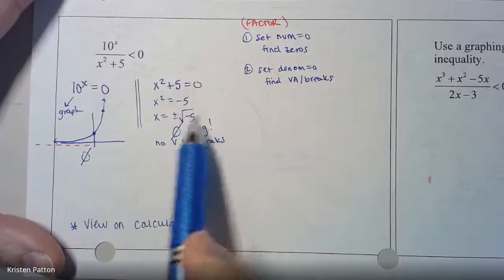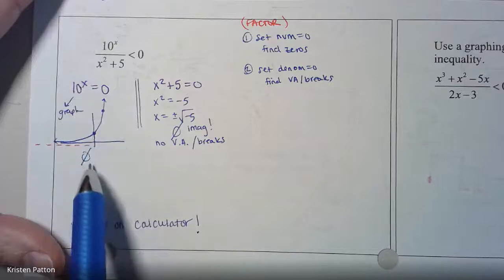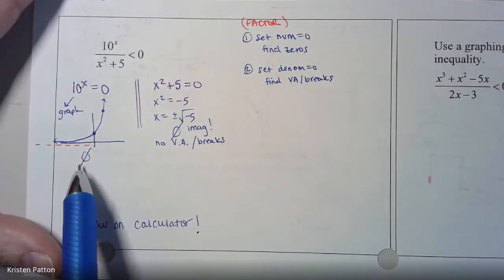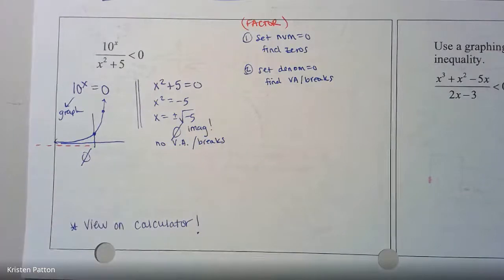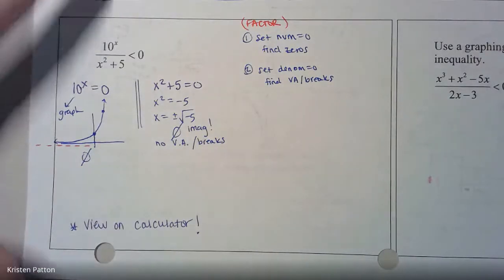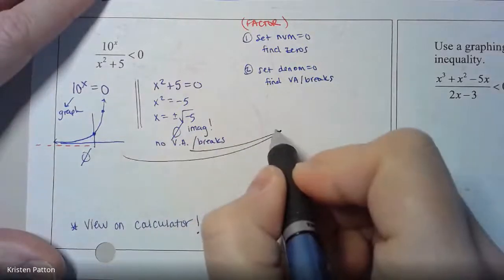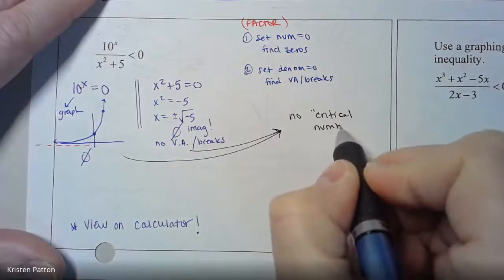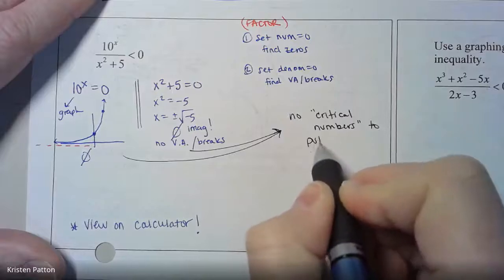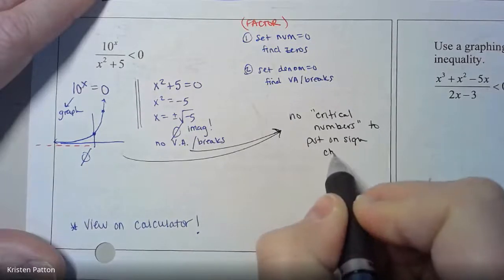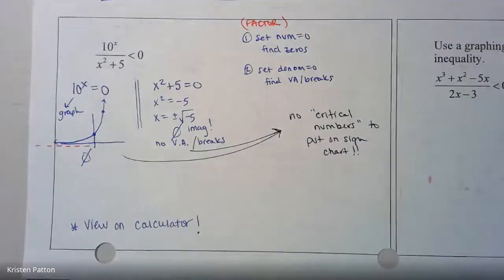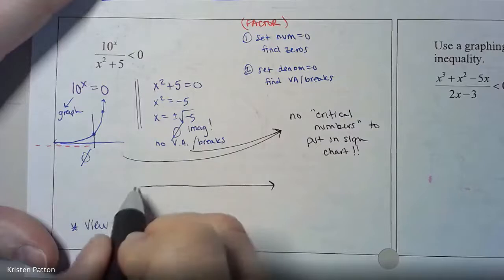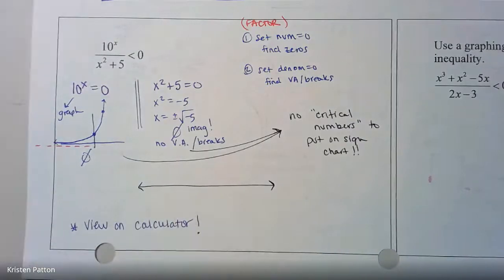So the denominator never equals 0. The numerator never equals 0. Well, wait a second. Then what do we have to put on our sign chart? Nothing. So with these two things together, there are no, let's call them critical points or critical numbers to put on our sign chart. Yikes. Well, all that means is that this graph is not going to change signs. That's what that means. You can still use a sign chart if you want. You just don't have any changes happening.